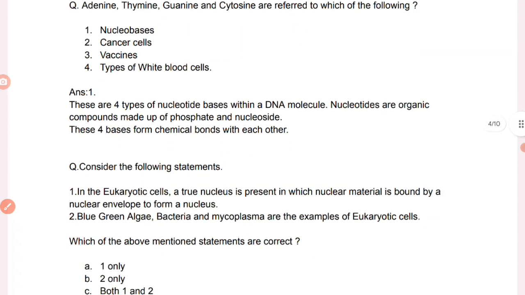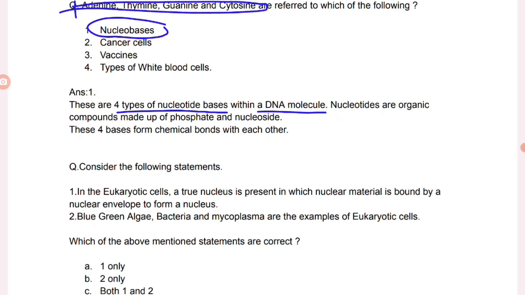Now adenine, thymine, guanine, cytosine, they are referred to which of the following? So these are nucleobases. These are 4 types of nucleotide bases within a DNA molecule. Okay. And these 4 are present in DNA. And if we talk about RNA, so there will be adenine, guanine, cytosine, and this thymine will be replaced by uracil. Okay.